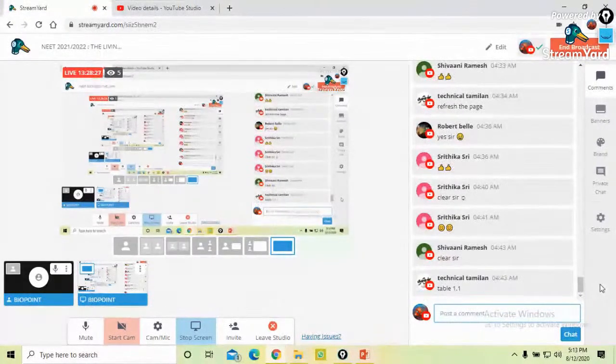Shritika, are you there in the 2021-2022 group? Shritika? Shritika, which year are you going to appear for NEET, please? Is it 2020? I think you are in the 2020 group.